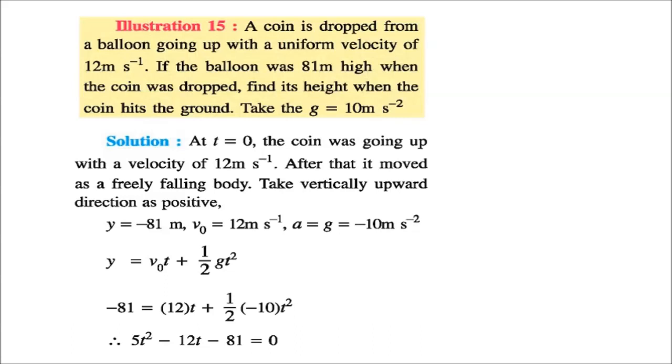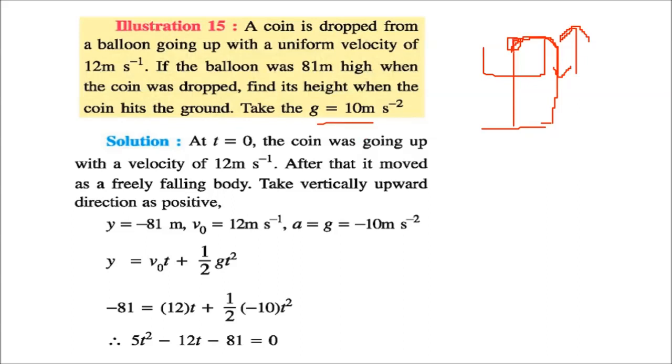A coin is dropped from a balloon going up with a uniform velocity of 12 meter per second. So there is a balloon. It is going up with a uniform velocity. Now this coin is being dropped from this balloon. If the balloon was 81 meter high when the coin was dropped, so when the coin was dropped, it was 81 meter high from the ground. Find the height of the balloon when the coin hits the ground. So when the coin hits the ground, we have to find the time. We have to take g equal to 10 meter per second square.